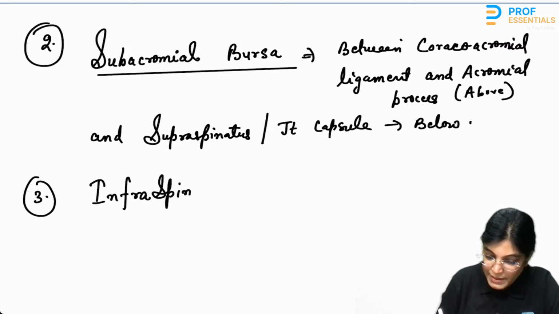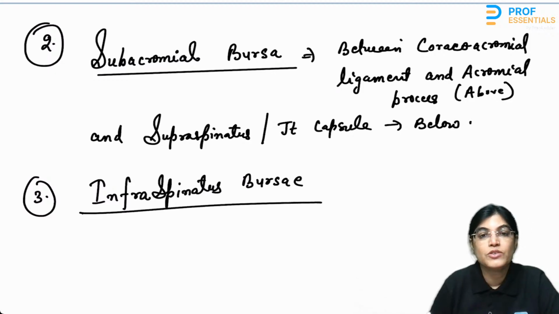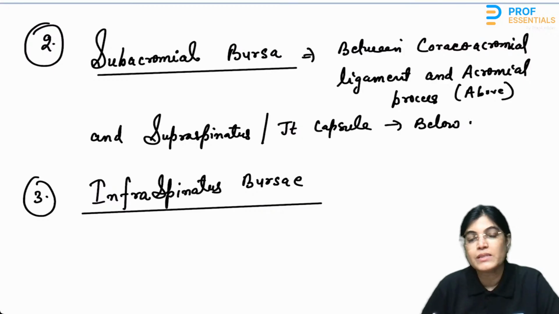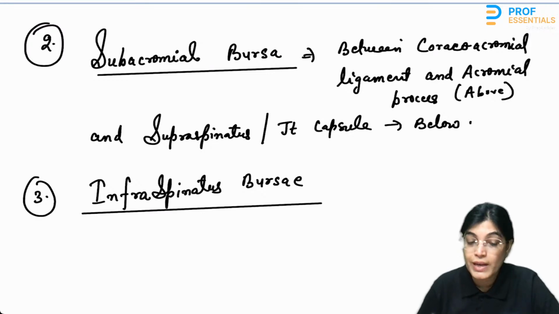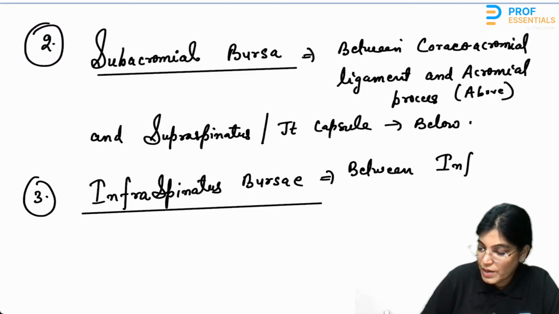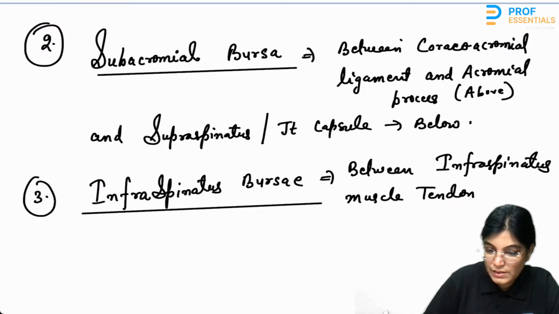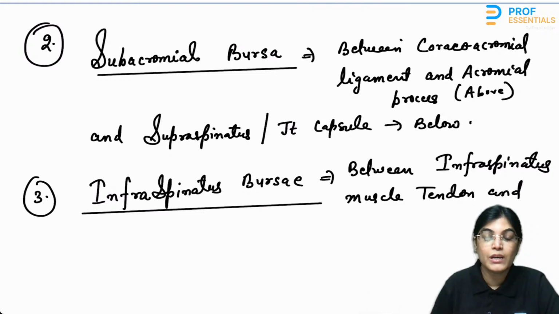This infraspinatus bursa we have also studied in the joint capsule, that it communicates with the joint cavity. The infraspinatus bursa will be more visible once you see the posterior aspect. It is located between the tendon of the infraspinatus muscle and the posterolateral aspect of the joint capsule.